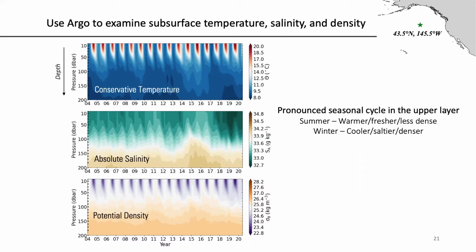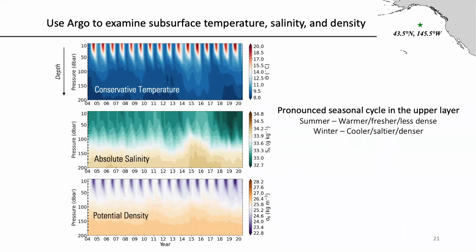The map in the top right corner shows the location that I'm grabbing from the Roemmich and Gilson Argo climatology. What you can see at first is a very pronounced seasonal cycle in the upper 50 decibars or so. A decibar is approximately equal to a meter, so if you're not an oceanographer, you can think of pressure like depth, going from low pressure near the surface to higher pressure with depth. There's a seasonal cycle: in the summer it's warmer, fresher, and less dense. In the winter, it transitions to being cooler, saltier, and more dense.